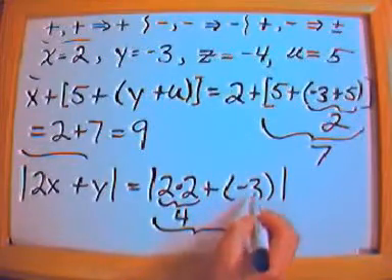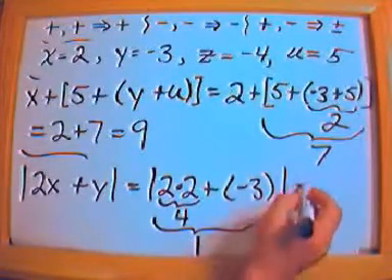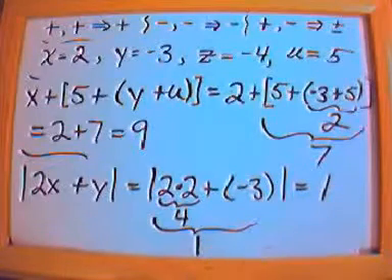answer is going to be positive. 4 minus 3 is 1, so this is a 1. Absolute value of 1 is 1. That's the answer.